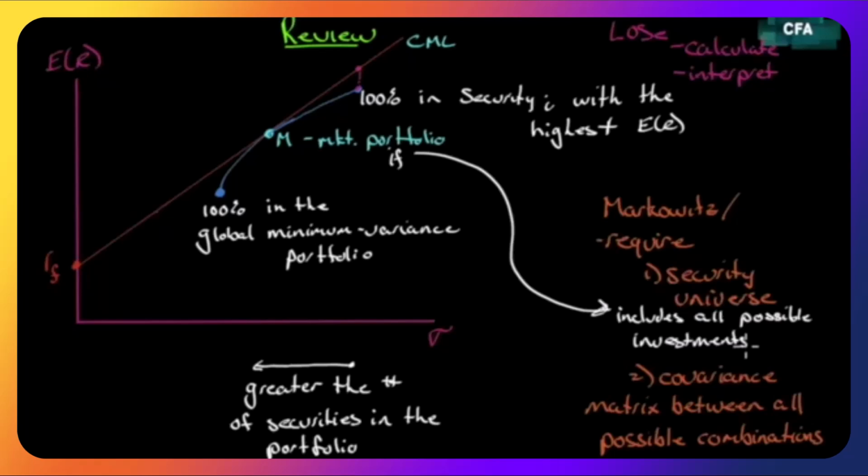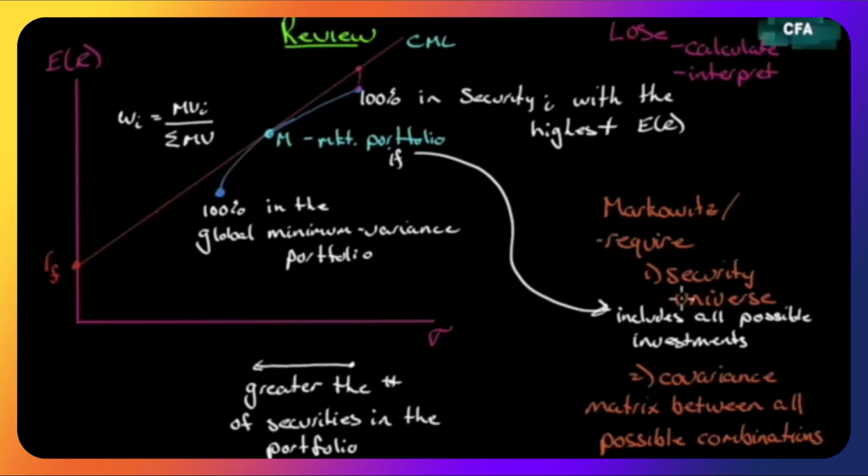So in this market portfolio, what are the weightings of the individual securities? The weighting on any one particular asset will be the market value of that asset divided by the sum of all market values. And that's it. What's the other thing that Markowitz says we need? We need the entire security universe, and we need the covariance matrix between all possible combinations.